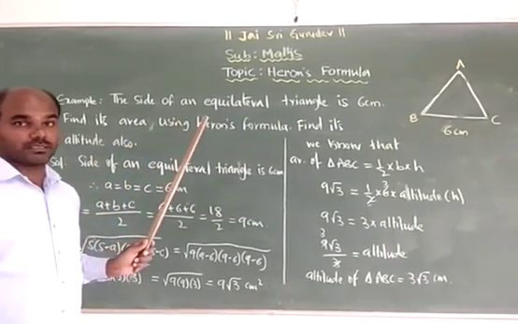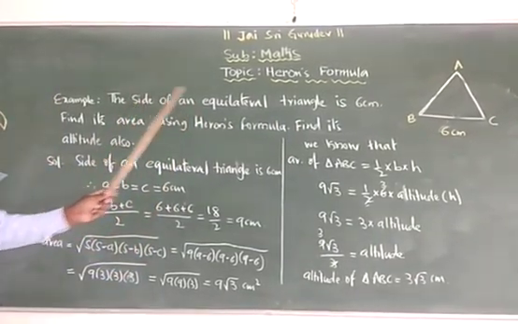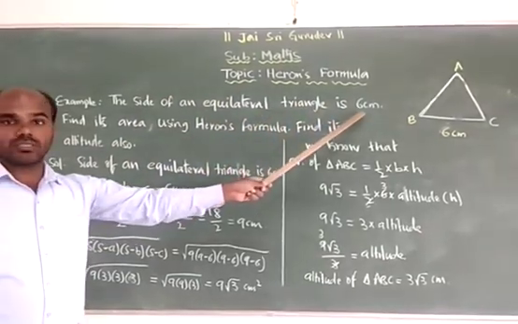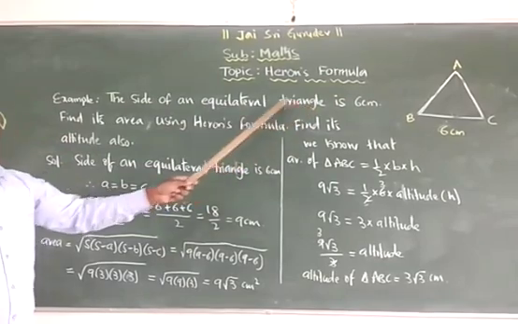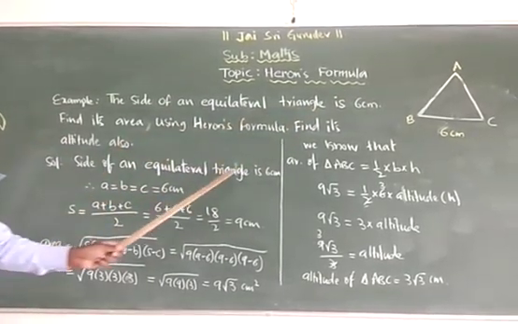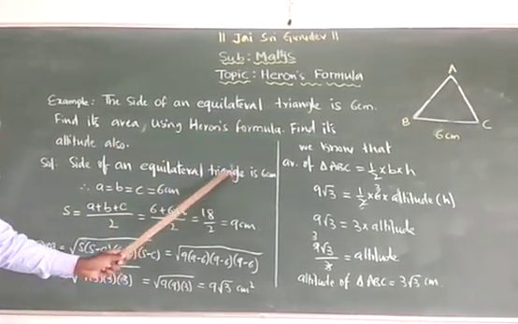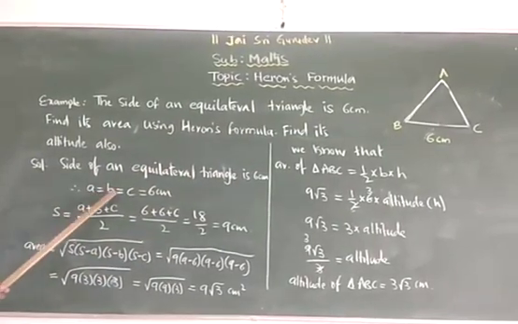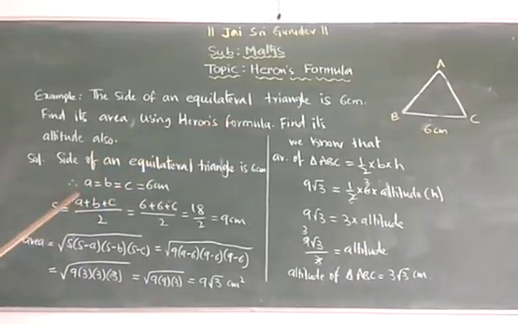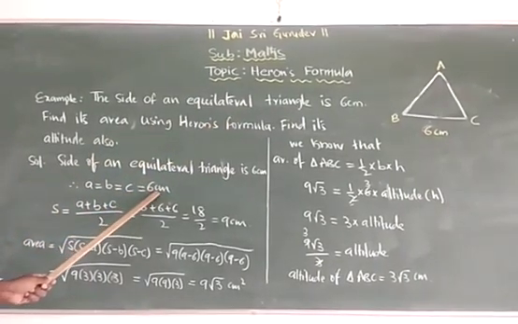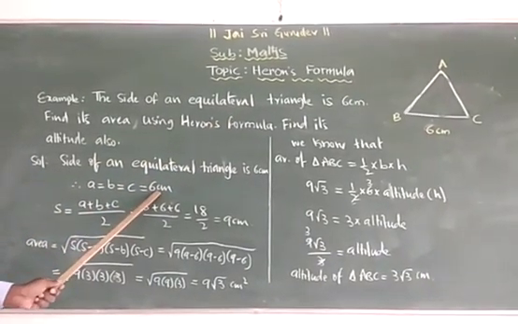What is given is only one side of the equilateral triangle. An equilateral triangle means all the sides are equal, so that's why only one side is given. So A, B, C, all the sides are equal, so the A value, B value, and C value are all 6 centimeters.